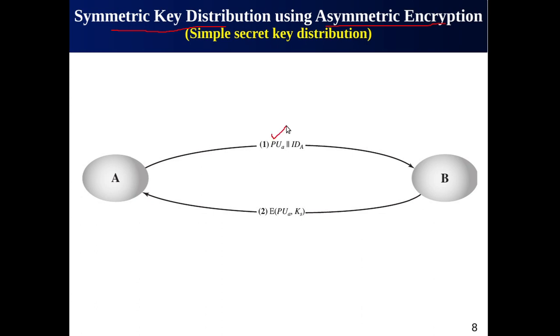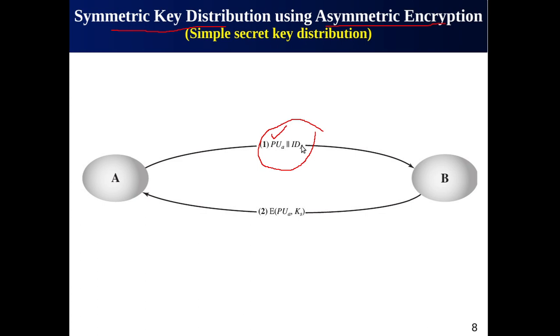PU here stands for public key, and later on we will see that PR actually stands for private key. Okay, so A generates a public-private key pair, public key of A and private key of A, and then will transmit a message to B. This message will consist of two things: the public key of A and the identifier of A.